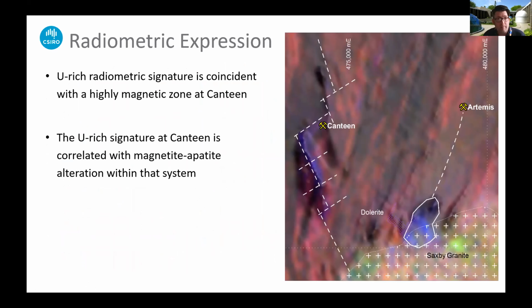the regional radiometric data. So here you can see this is from Canteen South here. You've got a huge magnetic anomaly, so that you can see that in the shading here. Under that, you've also got this blue zone, which is basically a uranium radiometric anomaly. And they match 1 to 1. So here, the radiometric signature is correlated with the magnetite alteration within this system.